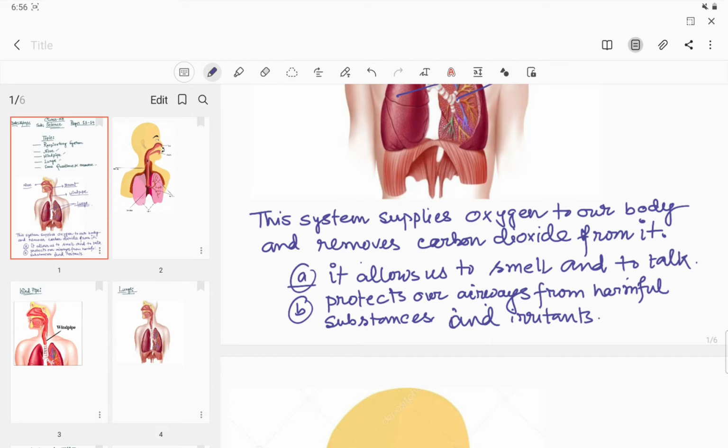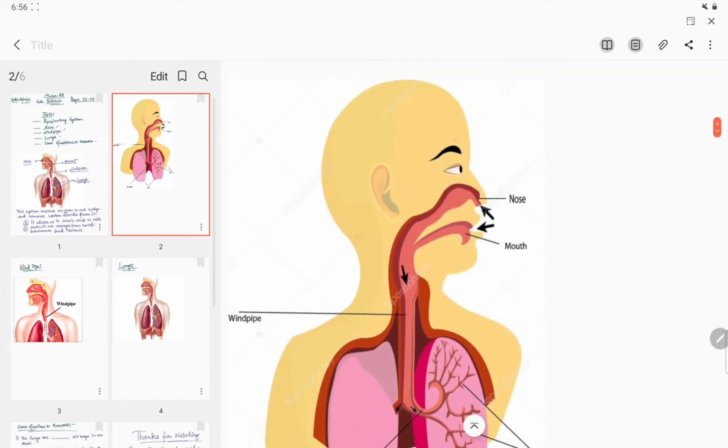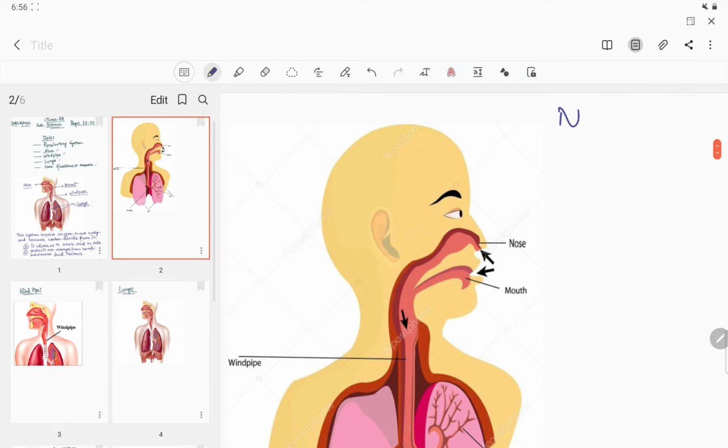Now we are going to discuss the main organs of our respiratory system. The first one is our nose. Yes, we breathe in and breathe out air through our nose, as you know very well. The process of breathing in air is called inhalation. The term is inhalation.